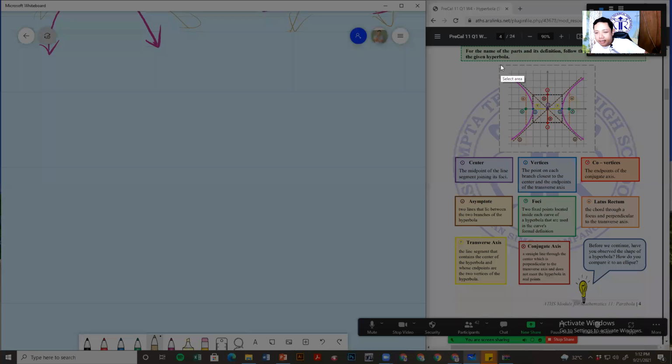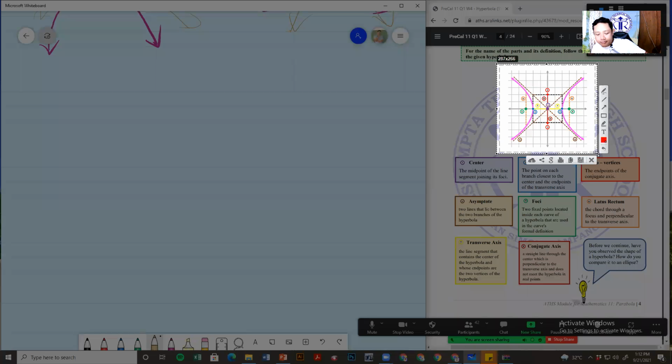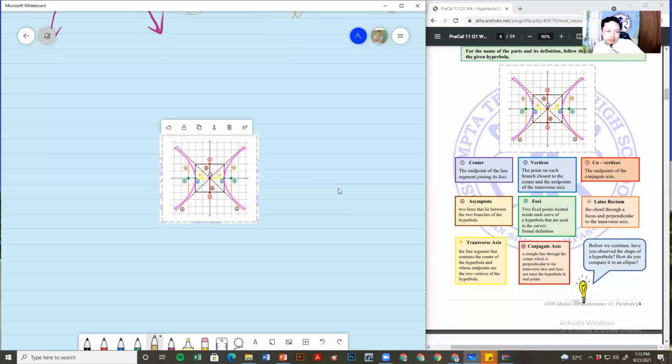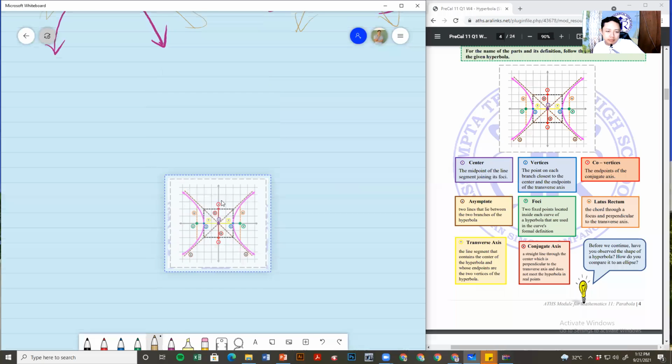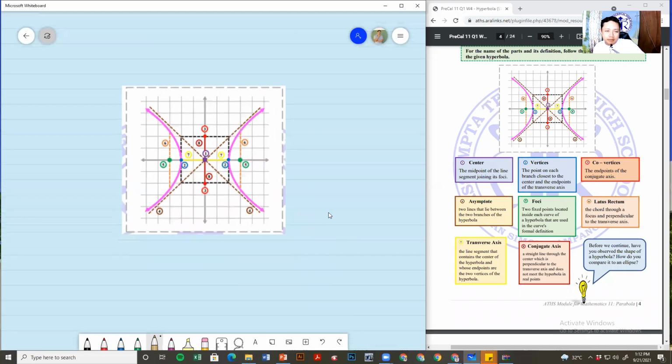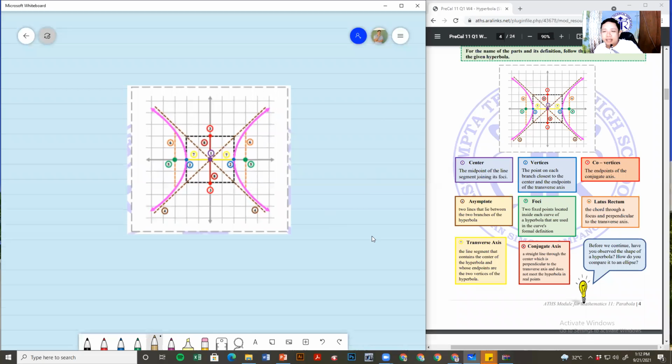Okay, let's take this. Let me make it a little bigger. Okay. So we have this illustration or the graph of our hyperbola. So let's just get to know all of them. Okay, what is this part? What is this one? Very simple. That is the center. Okay, that's it.